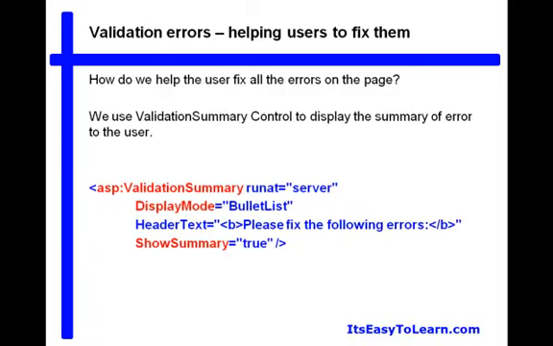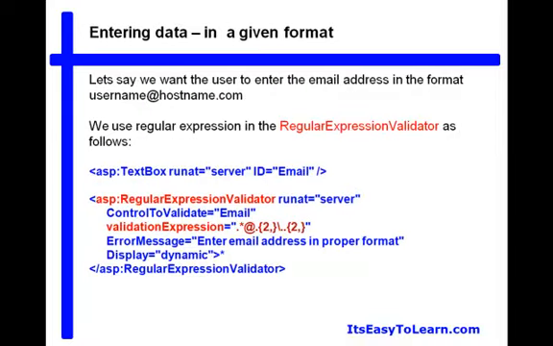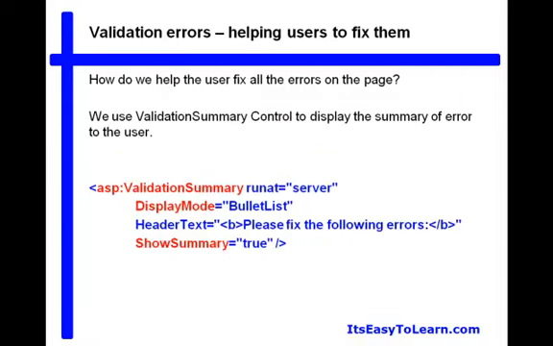We say display mode. What is the display mode? It's generally a bullet list, and then the header text as please fix the following errors. Show summary equal to true. All the errors raised by the different controls are shown in the validation summary. So let us look at our example.